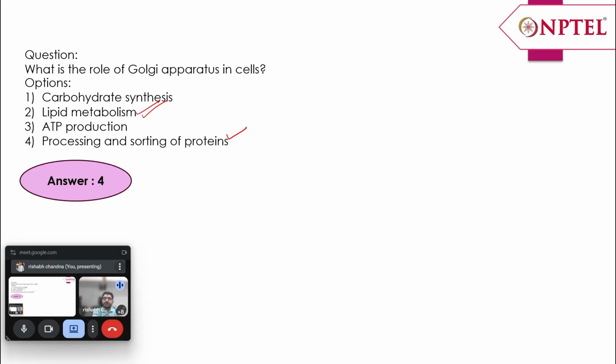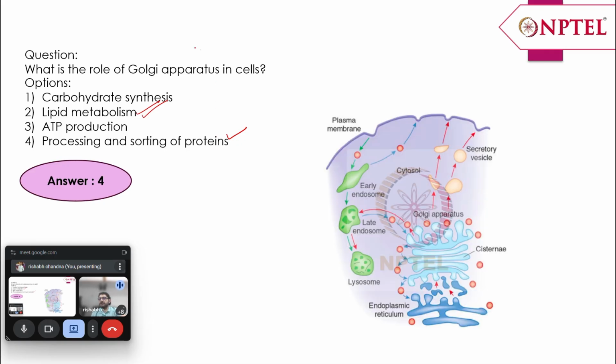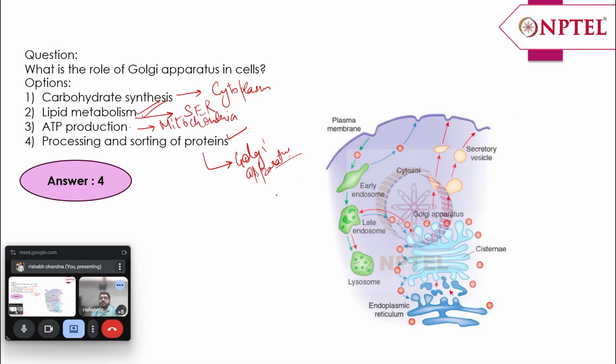Okay, so the correct answer is option 4, that is processing and sorting of proteins. Carbohydrate synthesis is present in every organelle, not a specific organelle. It majorly happens in cytoplasm. Then lipid metabolism is taken care of by the SER, ATP production by mitochondria, and processing and sorting of proteins is majorly done by the Golgi apparatus. Okay, ER only helps in folding of the proteins.